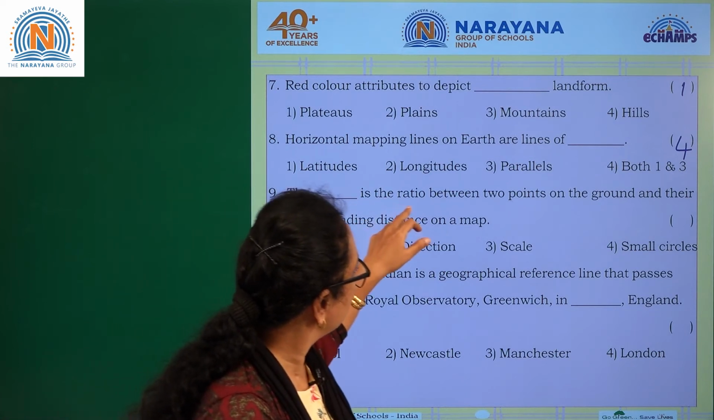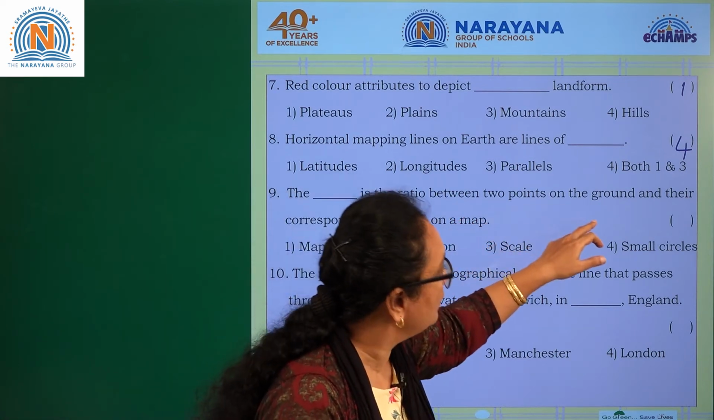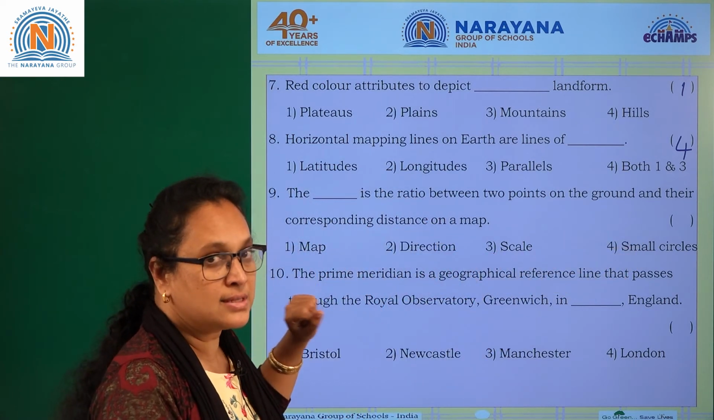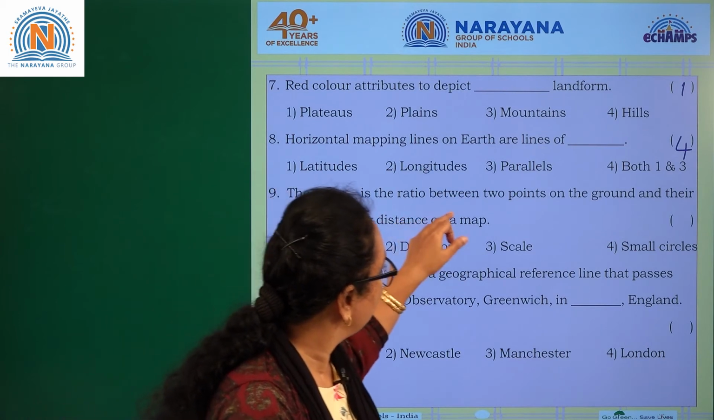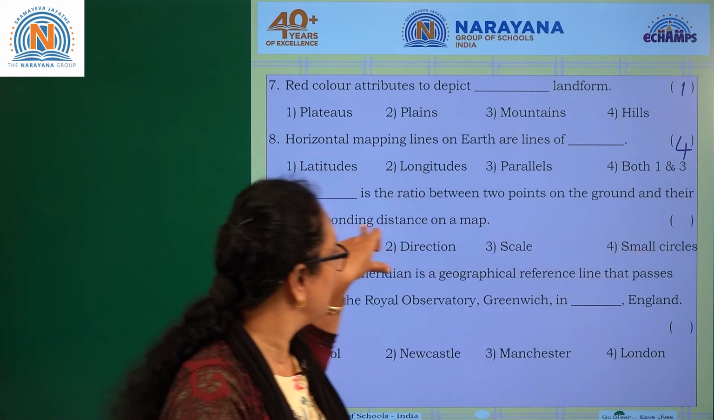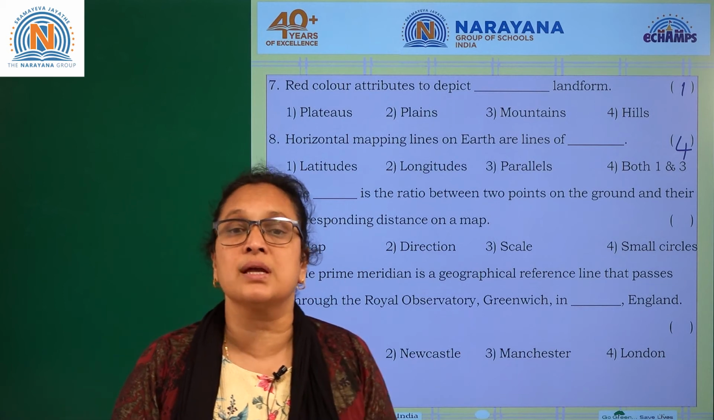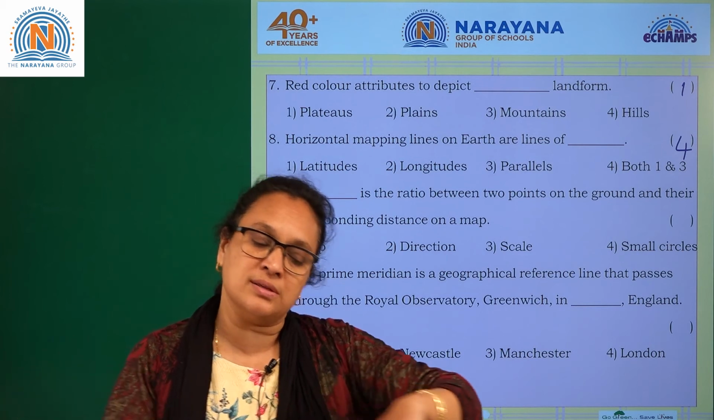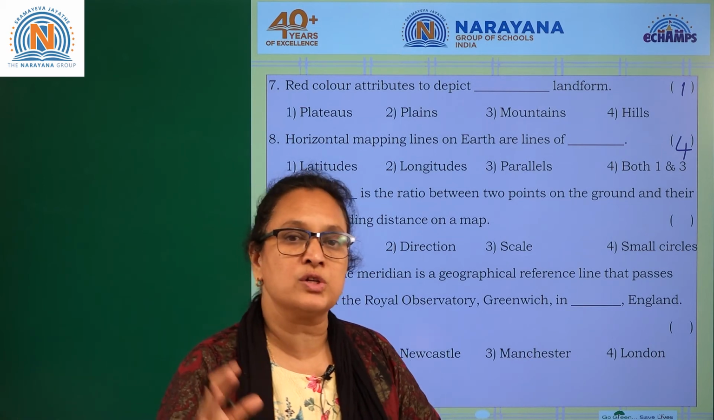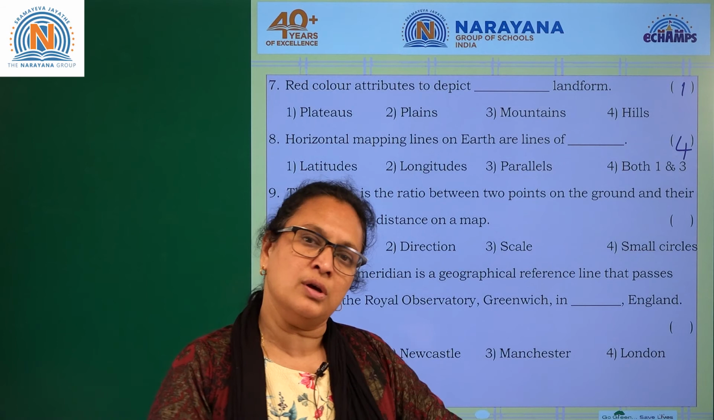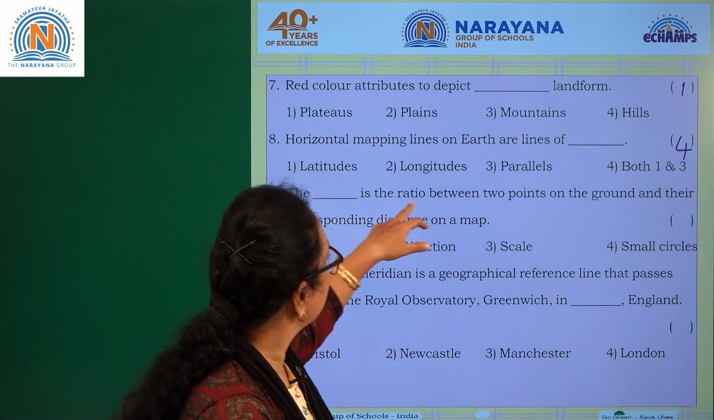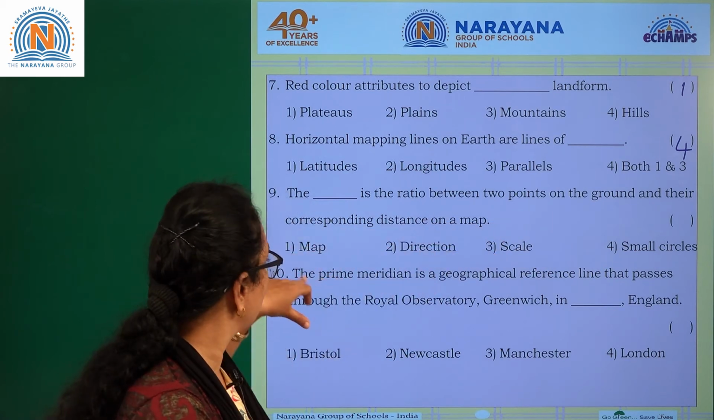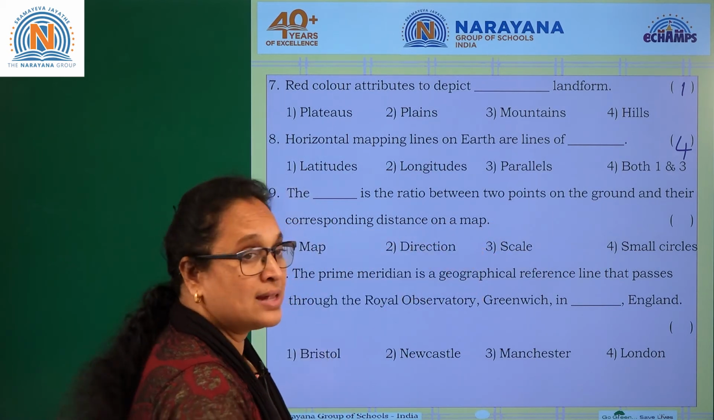The dash is the ratio between 2 points on the ground and their corresponding distance on the map. So listen carefully. The dash is a ratio between 2 points on the ground and the corresponding distance on the map. This is nothing but the scale. How the scale is measured on the map as well as in the ground. The 2 points which locate on the map as well as on the ground. Map, direction, scale. So the answer is 3, scale.